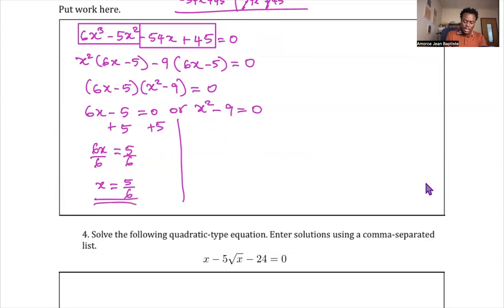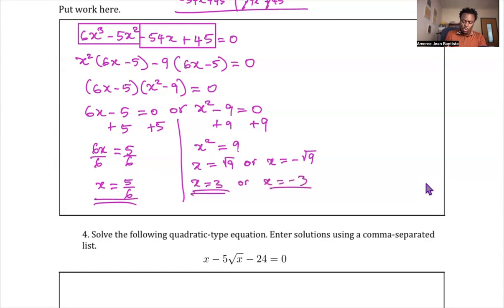The second one, we can add 9 on both sides and then use the square root principle, which will give you x equals square root of 9, or x equals negative square root of 9, x equals 3, or x equals negative 3. So we have two more solutions, and the solution set will be 5/6, 3, and negative 3. That is your solution set for this equation.